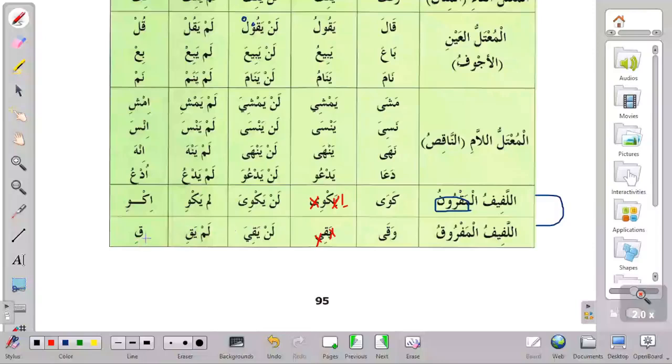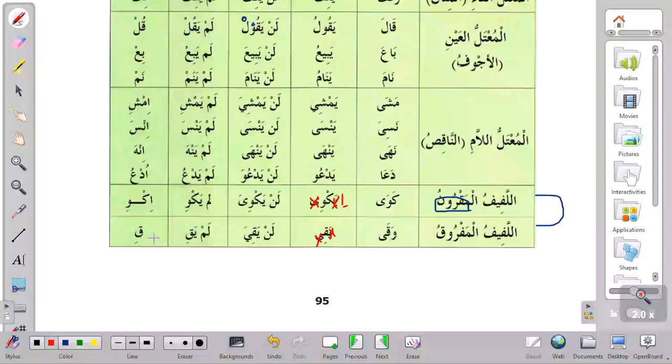So when you see an amr which is just one letter, mainly it is from these verbs, lafif al-mafruq. So you see qi, that's just the amr: qi, protect. From it we have qu. Allah says in the Quran, Ya ayyuhalladhina amanu qu anfusakum wa ahlikum nara. Qu anfusakum: protect yourselves and your families from the hellfire.